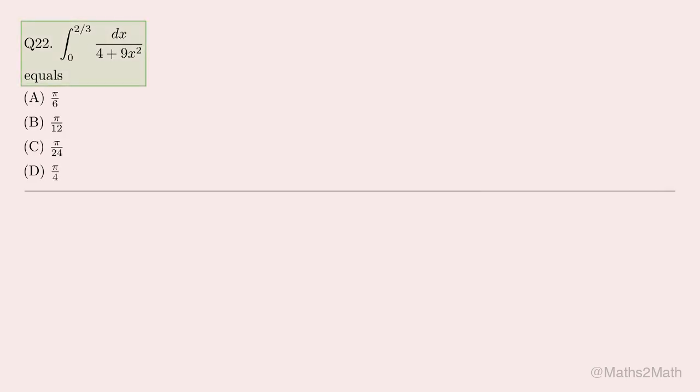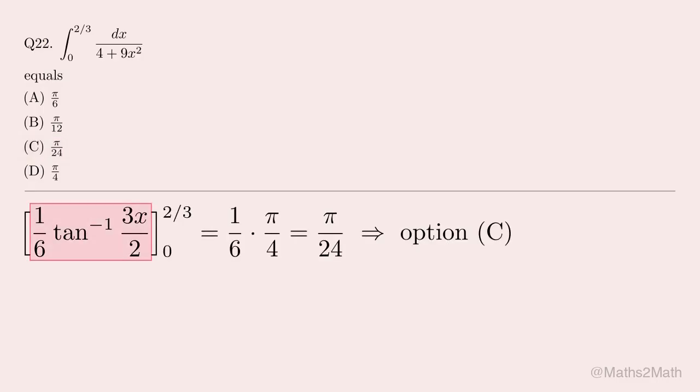Question 22, the final one, multiple choice. A scaled arctangent, 1/6 arctangent of 3x over 2. The antiderivative is 1/6 arctangent of 3x over 2. At the upper limit, the argument is 1, giving pi over 24. Option C.